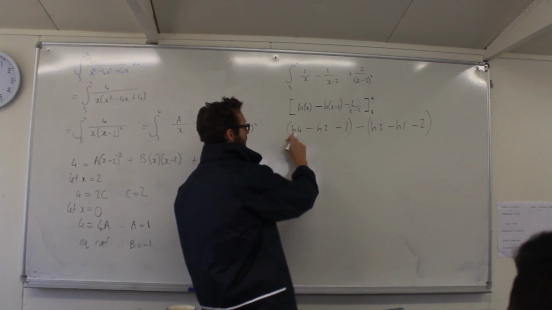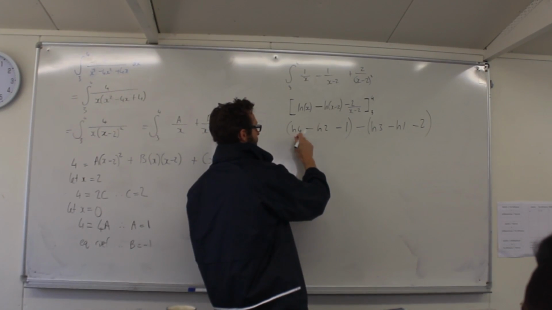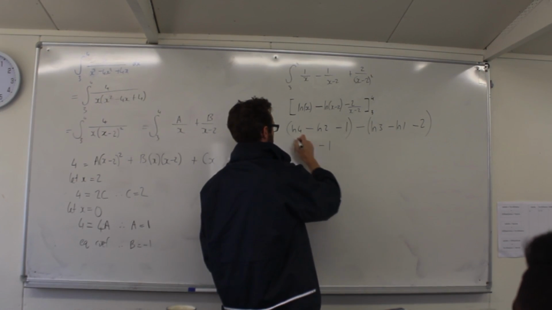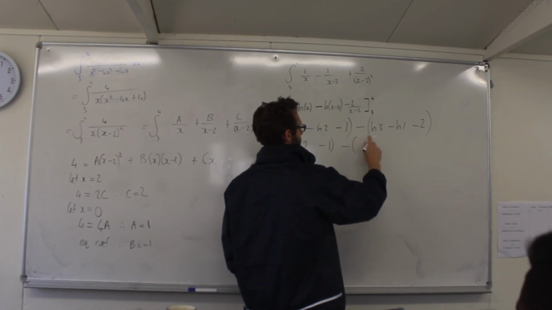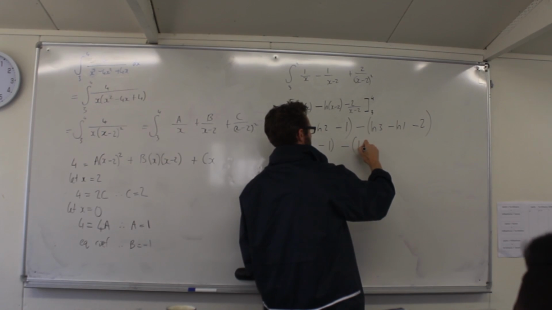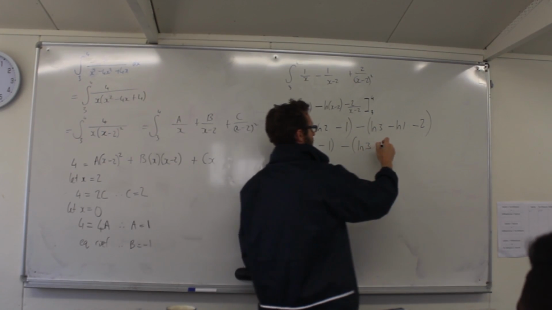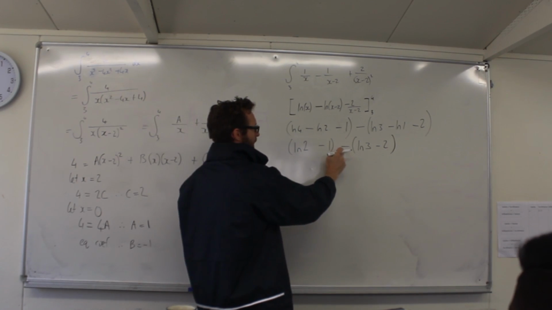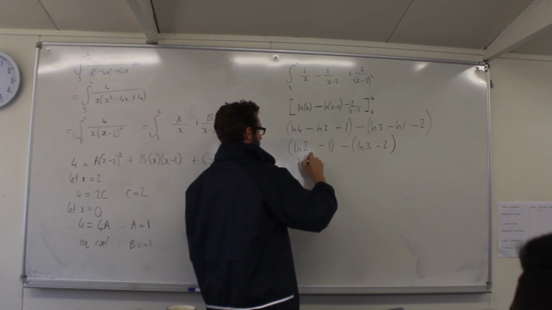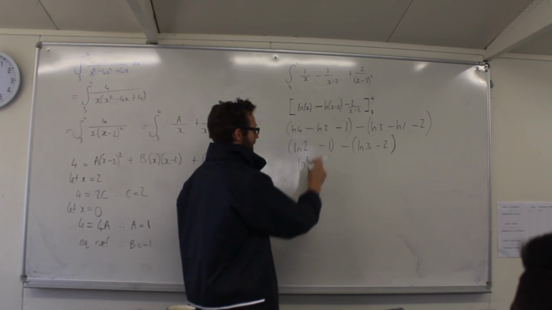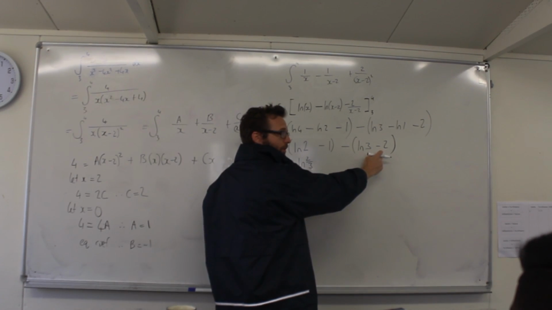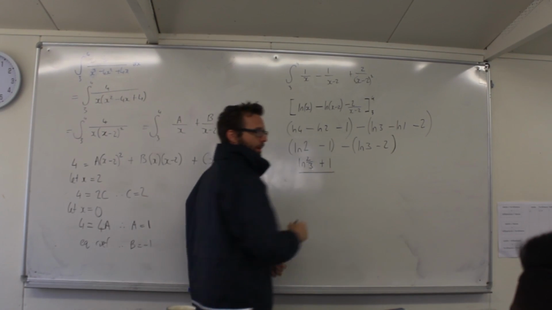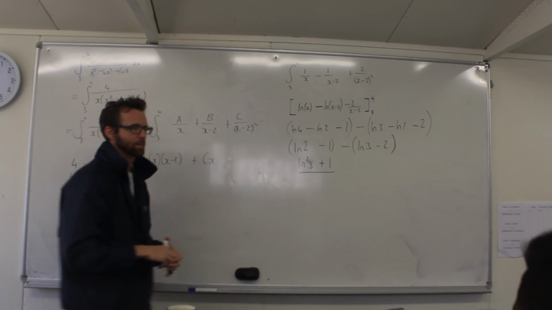So far so good. Now we use our log rules, ln 4 over 2. So ln 2 minus 1, minus ln 3 minus 2. ln 2 minus ln 3 is ln 2 over 3. Minus 1 minus minus 2 is positive 1. And that's our final answer for this. Does that make sense?